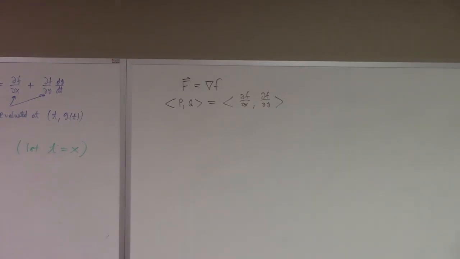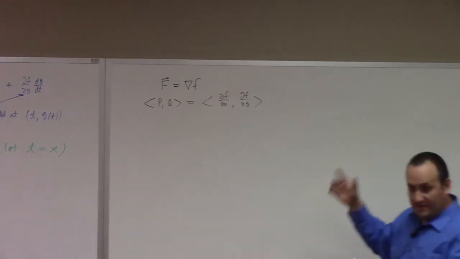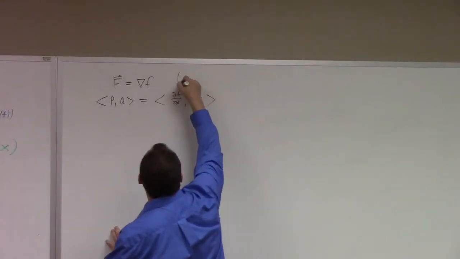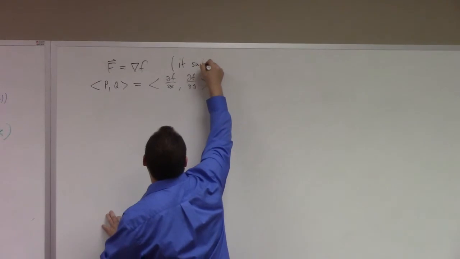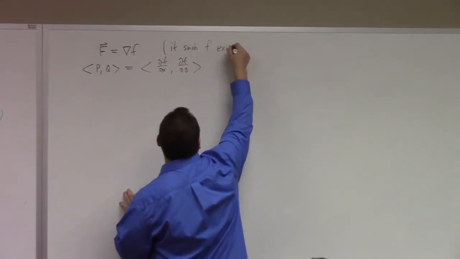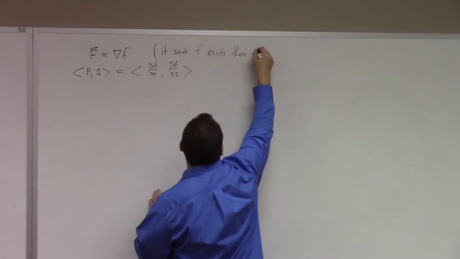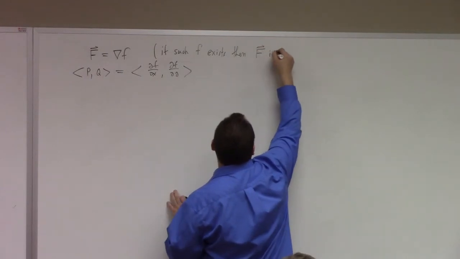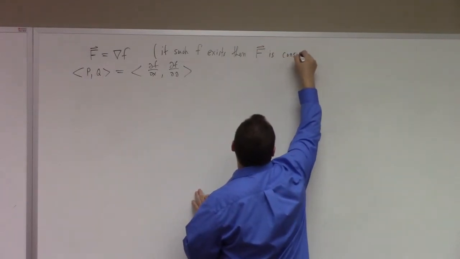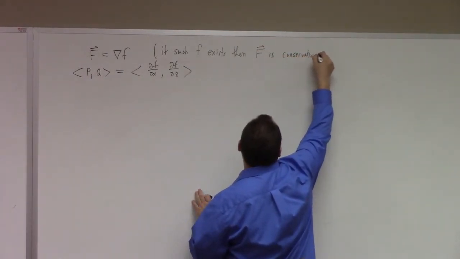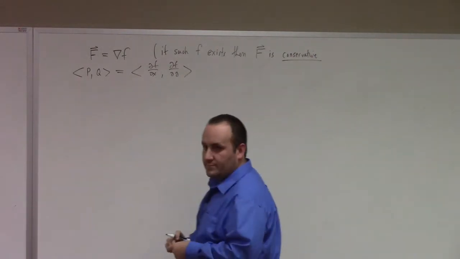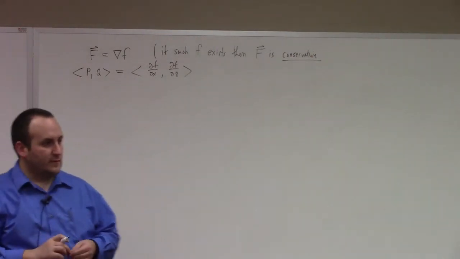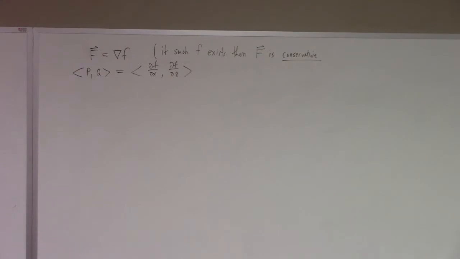When is it possible to find, if such little f exists, then the vector field F is called conservative. Really, this should be done with respect to some collection of points, some domain, as we'll learn. But what do you need?